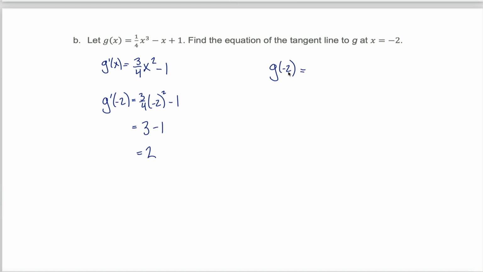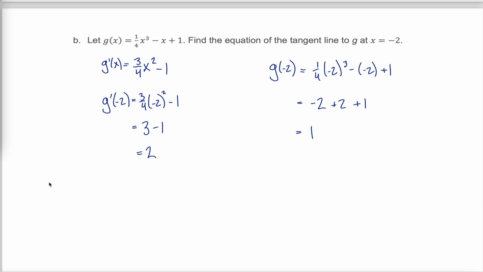g of negative 2, the y-coordinate corresponding to x equals negative 2 of this graph, is 1/4 times negative 2 cubed minus negative 2 plus 1. Negative 2 cubed is negative 8, and negative 8 times 1/4 is negative 2. When I'm subtracting negative 2, I'm really just adding 2. So I got negative 2 plus 1, which is just 1.